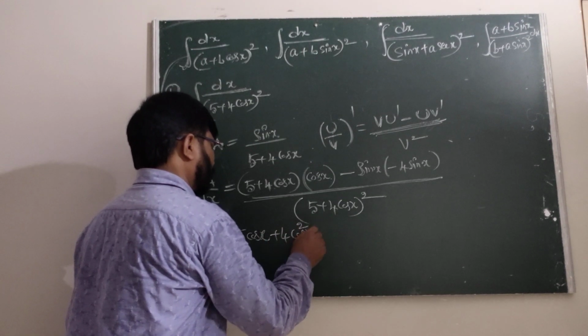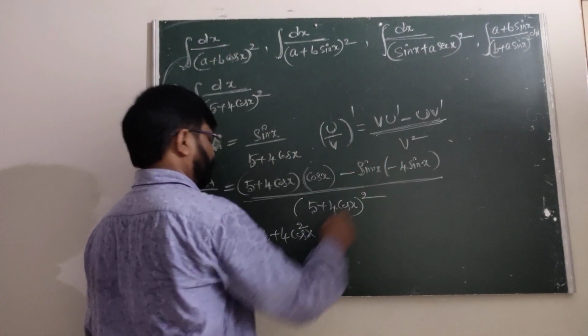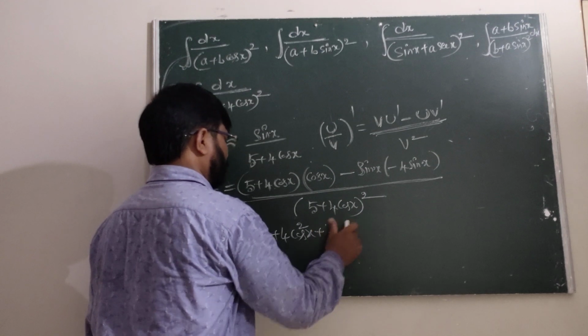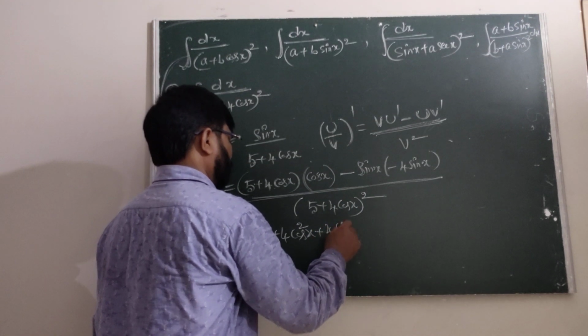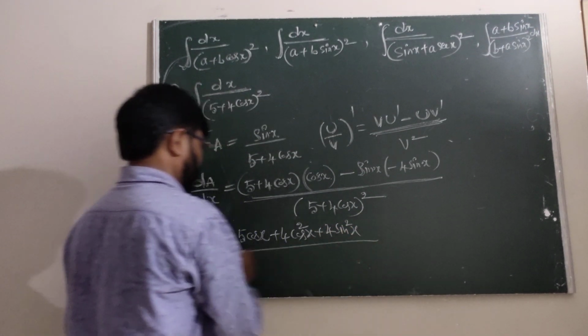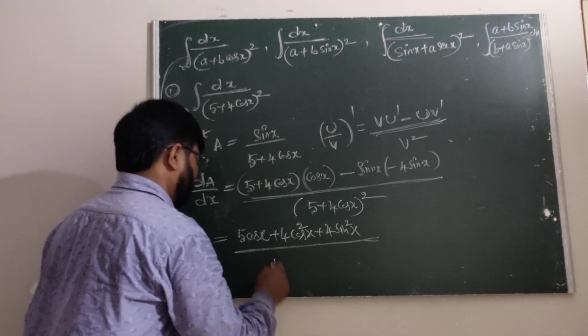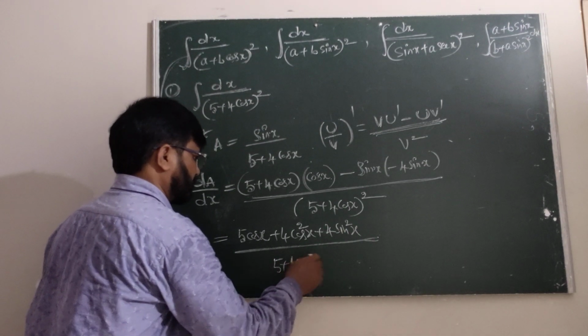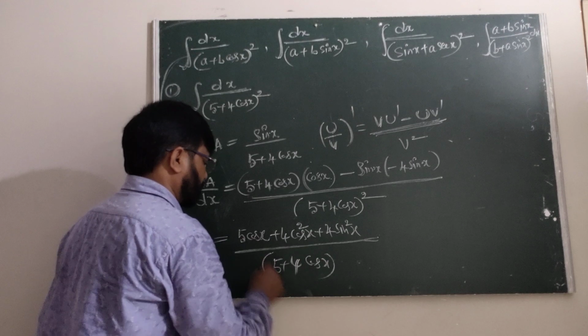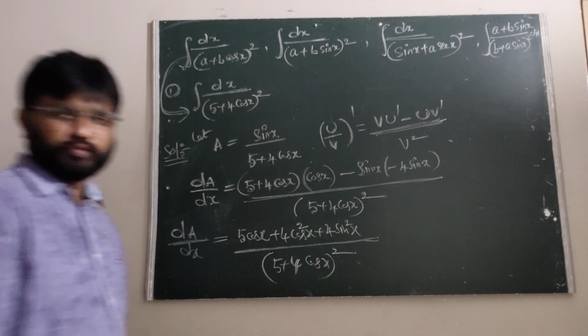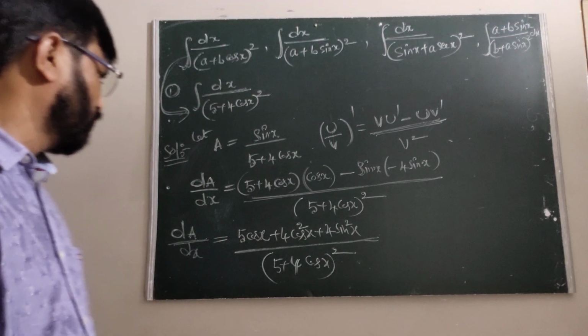This is 4 cos square x plus 4 sin square x upon (5 plus 4 cos x) whole square.